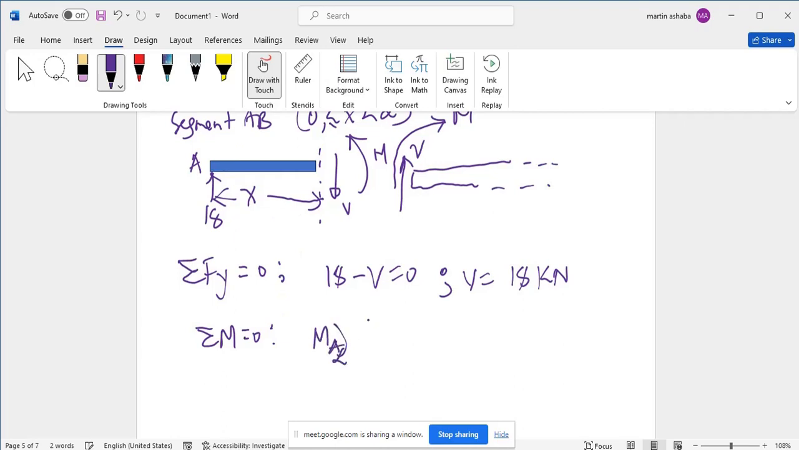and I take clockwise moments to be positive, then this is going to be Vx. The line of action of V is at a distance x from the turning point, so it will be Vx. Then this bending moment is in an anti-clockwise direction, minus M is equal to 0. That's why my M is equal to Vx, whereby V is 18. So my M is equal to 18x. I call this equation 2. I proceed to another segment.